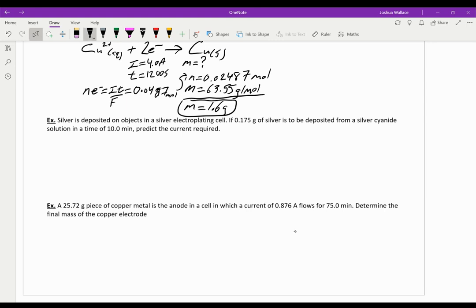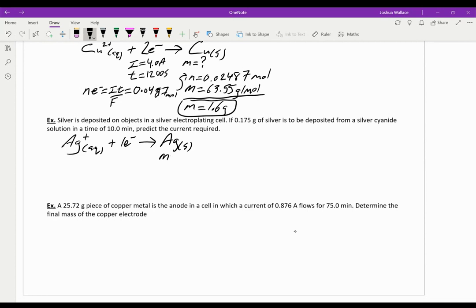Our next example is Ag+ aqueous plus an electron will produce Ag solid. To balance this out, everything already is balanced, 1 to 1 to 1. So what's the question? Silver is deposited on objects in a silver electroplating cell. If 0.175 grams of silver is to be deposited from a silver cyanide solution in a time of 10 minutes, predict the current required. So this one we kind of have to work backwards.